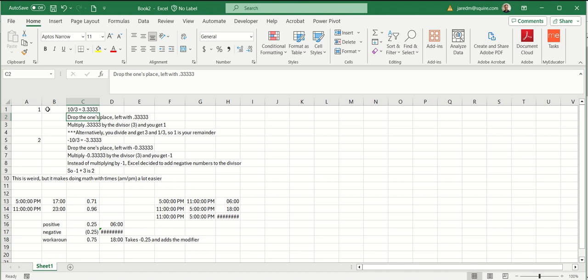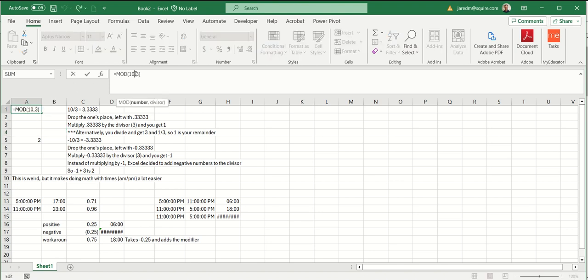This just explains a little more of how we get to that remainder. We drop the ones place and we're left with the 0.333. We multiply that by our divisor and we get 1. Alternatively, if that's too many words for you, you divide and get 3 1/3. So 1 is your remainder, meaning 1/3. If I did 11 divided by 3, I'd have a remainder of 2 because it'd be 3 2/3. So hopefully that's making sense.